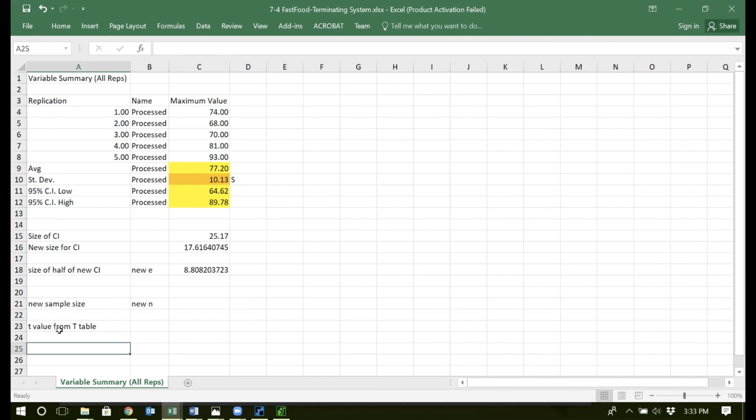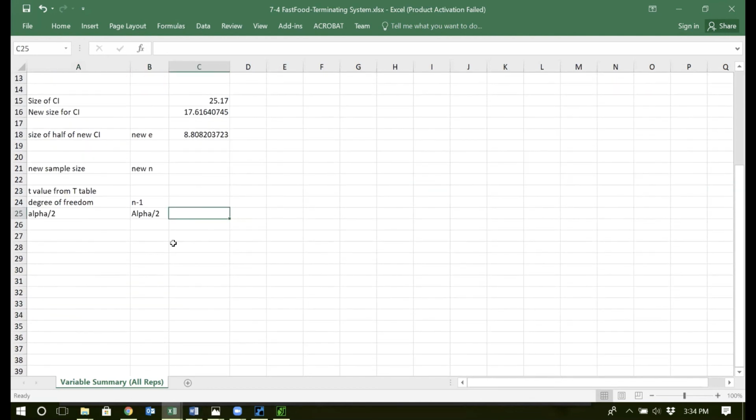Okay, T value from T table. To get the T value from T table, I need 2 things. I need to know N minus 1, which is called the degree of freedom. If you remember from statistics, degree of freedom is N minus 1. And then I also need to know alpha over 2, which is calculated based on the confidence level.